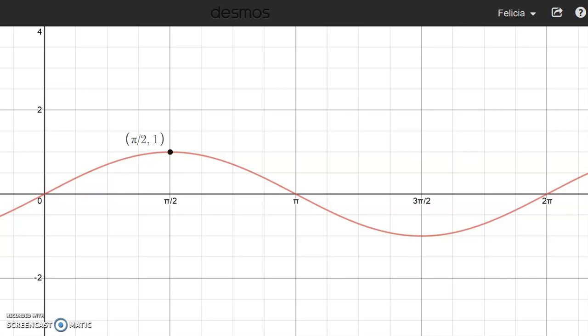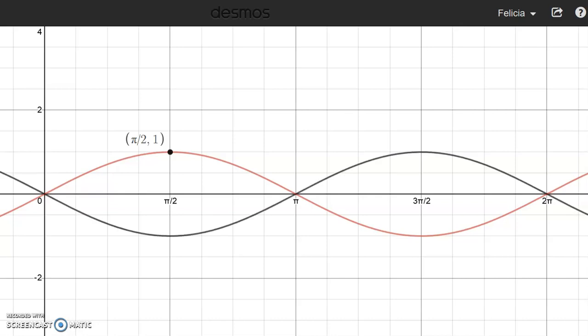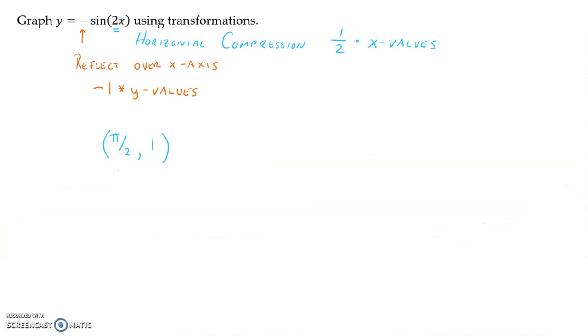Keep in mind we're going to be taking this graph and flipping it upside down. Here we have the graph of negative sine of x. And let's go ahead and take a look at what happens with that point pi over 2, 1. Remember, for this first reflection over the x-axis, we're going to be taking -1 times our y value. So here's our original point, and if we multiply our y value here by a -1, that's going to give us the point pi over 2, -1.